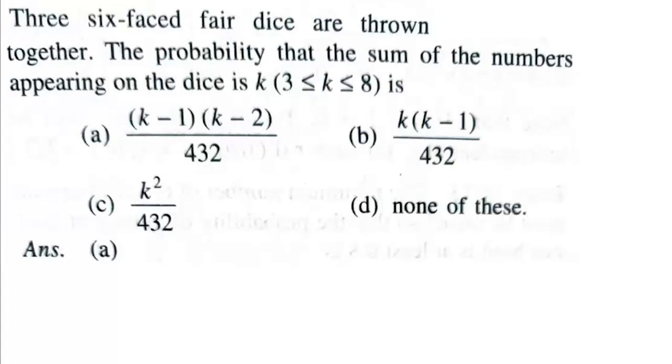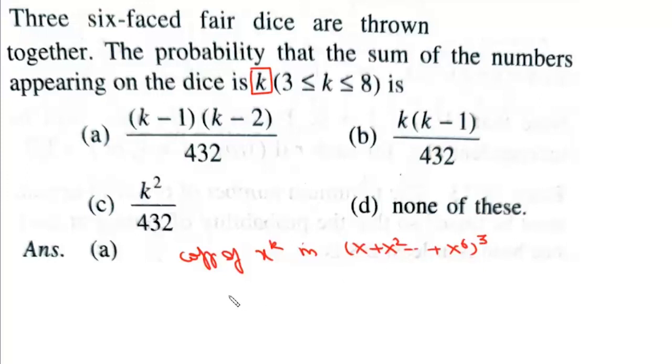Now here the question is, 3 6-faced fair dice are thrown together. The probability that sum of numbers appearing on dice is K. That means we have to find coefficient of x to the power k in the expansion of (x plus x square up to x to the power 6), and together they are 3 fair dice. So it will be this cubed.